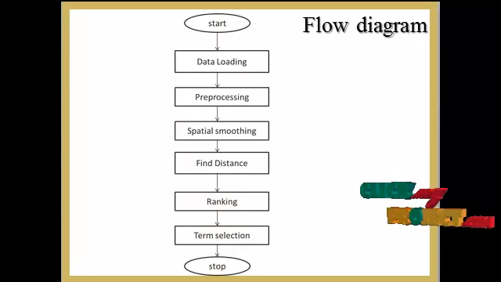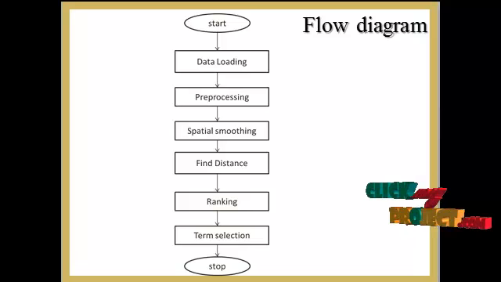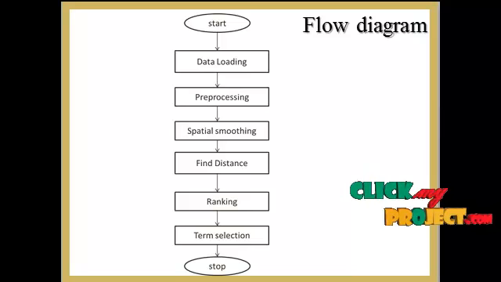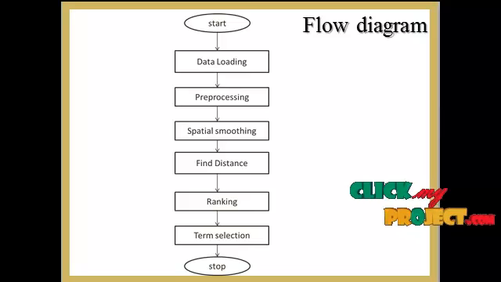This flow diagram starts with data loading and pre-processing. In this module, a data filtering step is carried out. We convert the raw data into an understandable format. In the spatial smoothing step, we group the similar spatial objects. Then we find the Chebyshev distance for measuring the distance between the spatial objects.